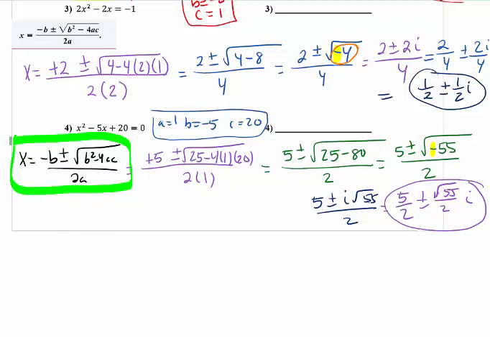Quadratic formula has already done it. It's not a magical formula. It's taken that ax squared plus bx plus c equals 0 and actually gone through all of the steps of completing the square. Good luck.